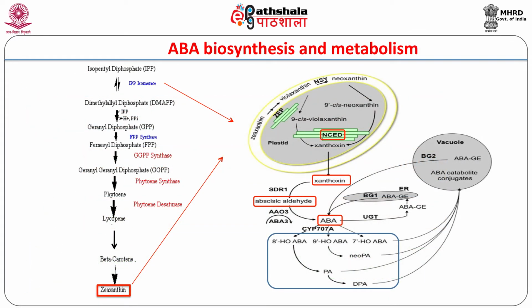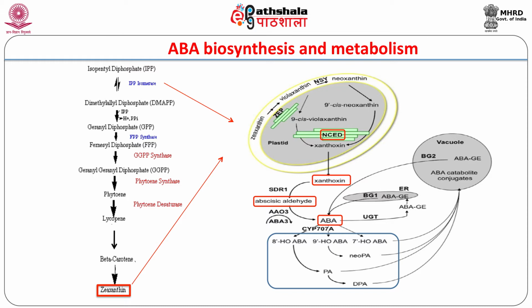ABA is synthesized by the terpenoid biosynthesis pathway. In plastids, the 5-carbon compound isopentyl diphosphate is used as a building block to form larger terpenoids. Surprisingly, in plants, abscisic acid is synthesized not from the C15 sesquiterpene precursor, farnesyl diphosphate, but is synthesized by cleavage of the C40 hydroxylated carotenoid called zeaxanthin.